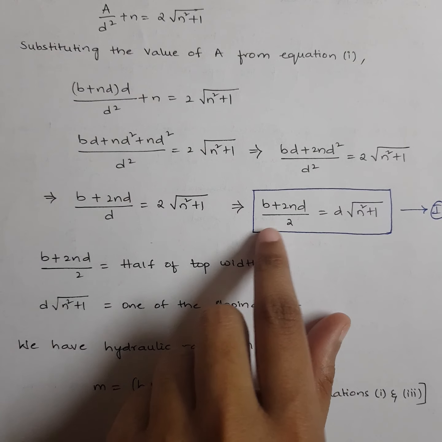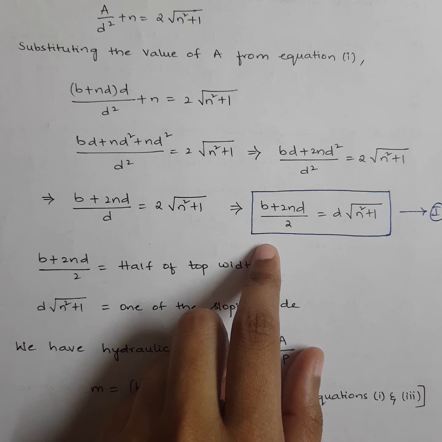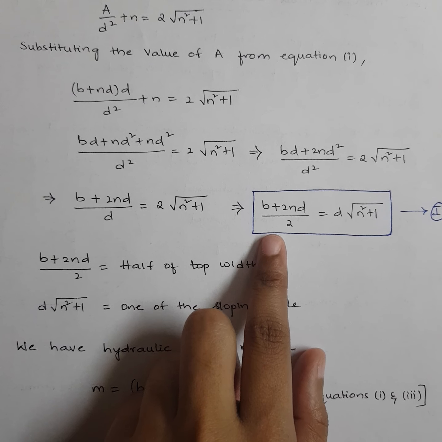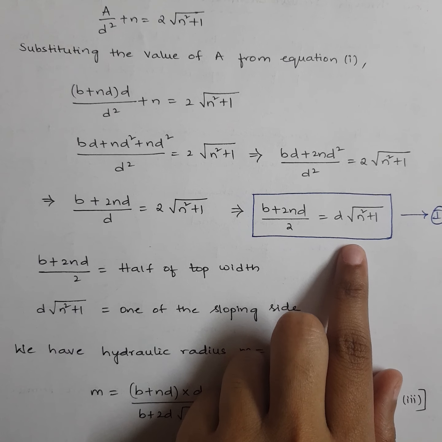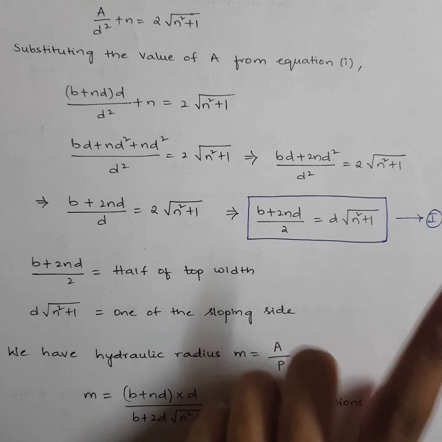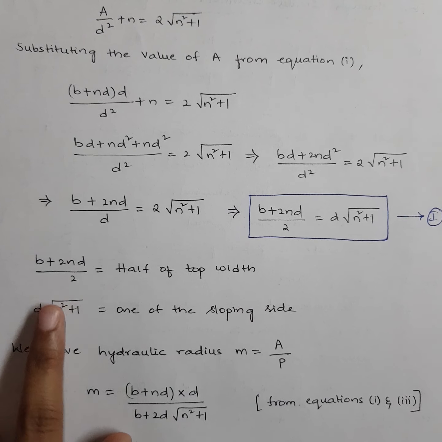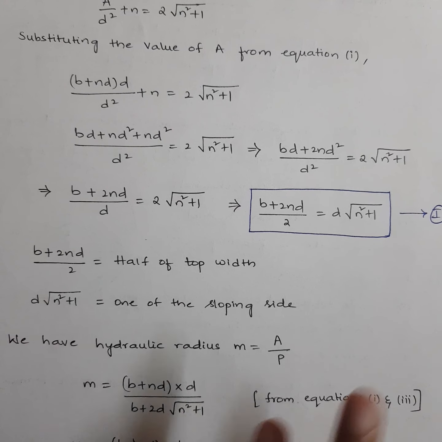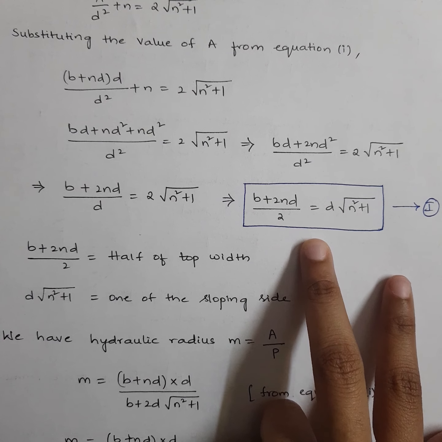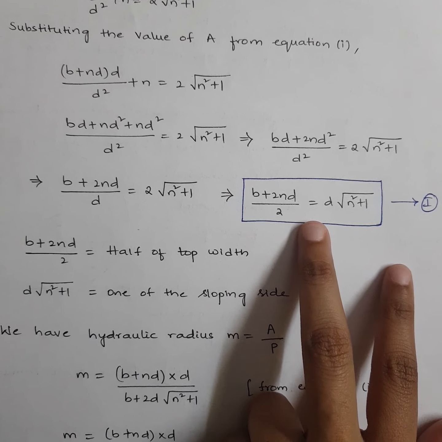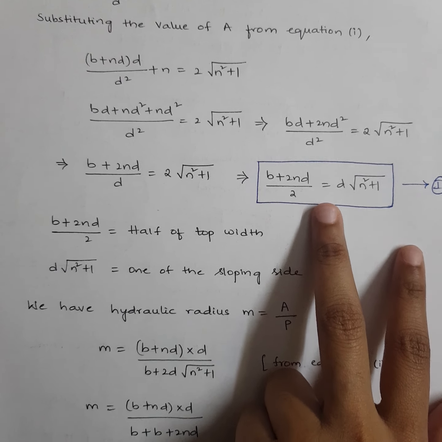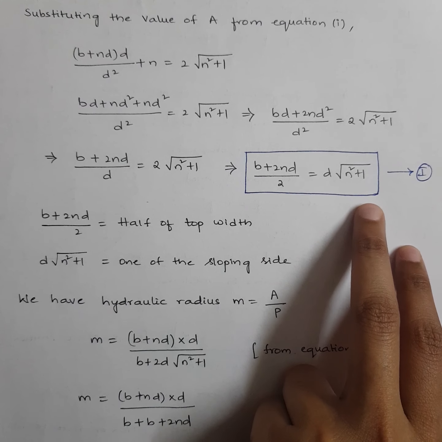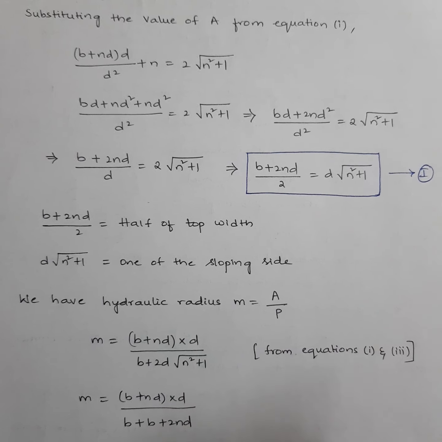So the first condition for trapezoidal section will be half of the top width should be equal to one of the sloping side. This is the first conclusion. See, I have written b plus 2nd by 2 is half of top width, d root n square plus 1 is one of the sloping side. So first condition for a trapezoidal section to be most economical is b plus 2nd by 2, means half of top width, should be equal to one of the sloping side. So that's equation number 1.